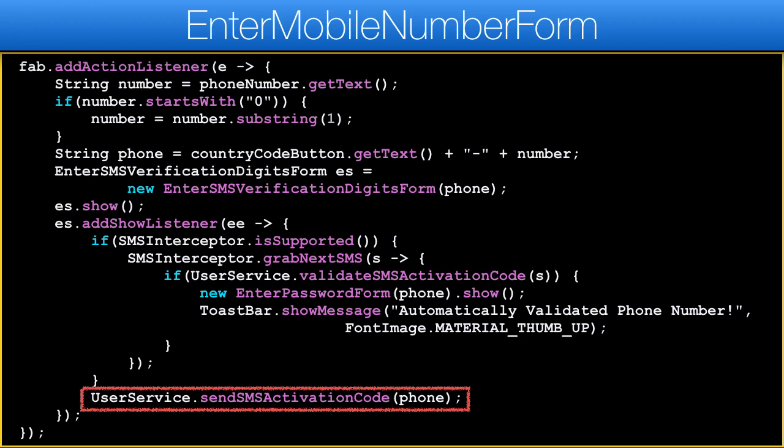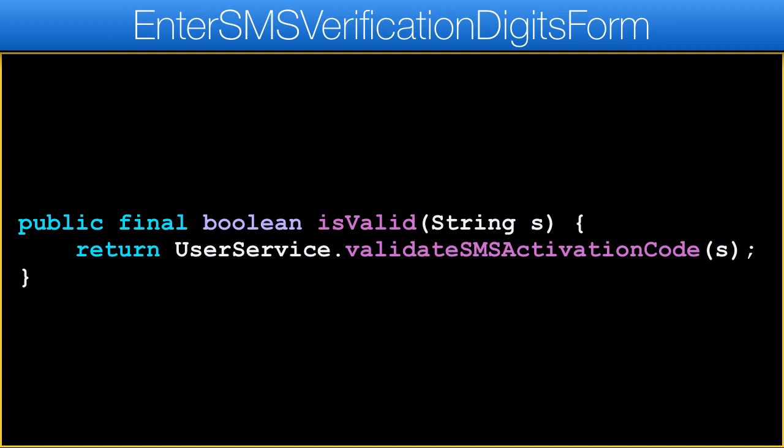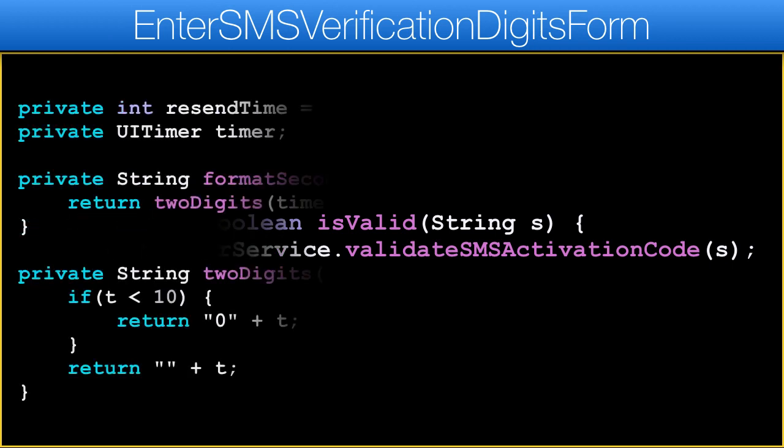Regardless of the above, we send an SMS message to the given phone number. Next, we need to validate the input in a case where SMS isn't validated automatically, or if the user rejected the permission on Android. We can do this in the Enter SMS verification digits form class by editing the isValid method. This pretty much does the SMS activation, but we'd also want the countdown functionality to work.